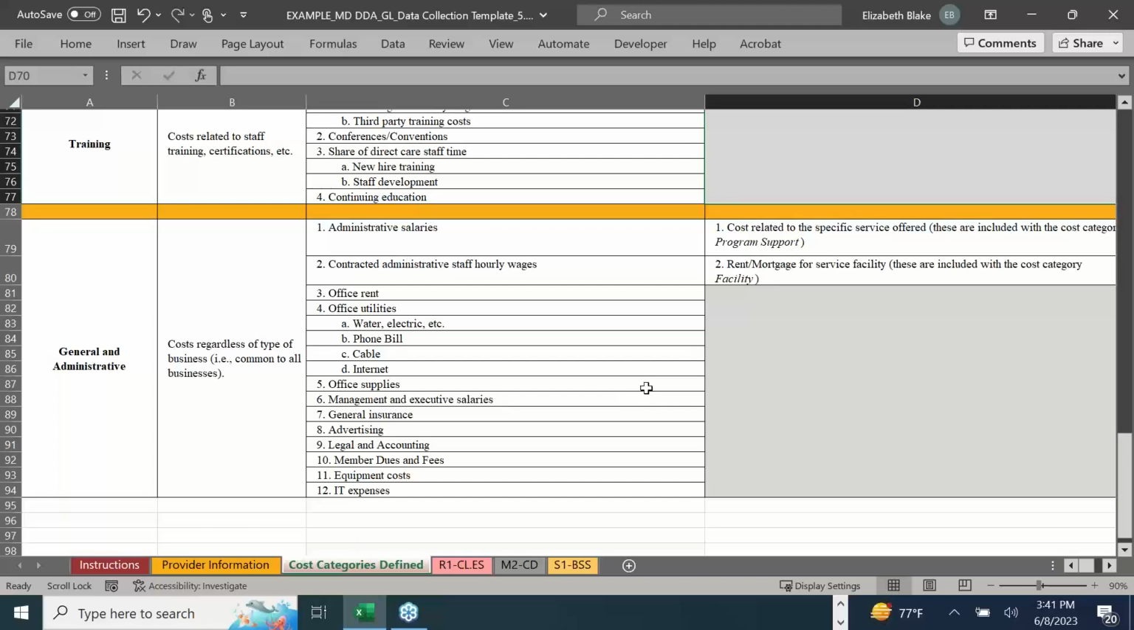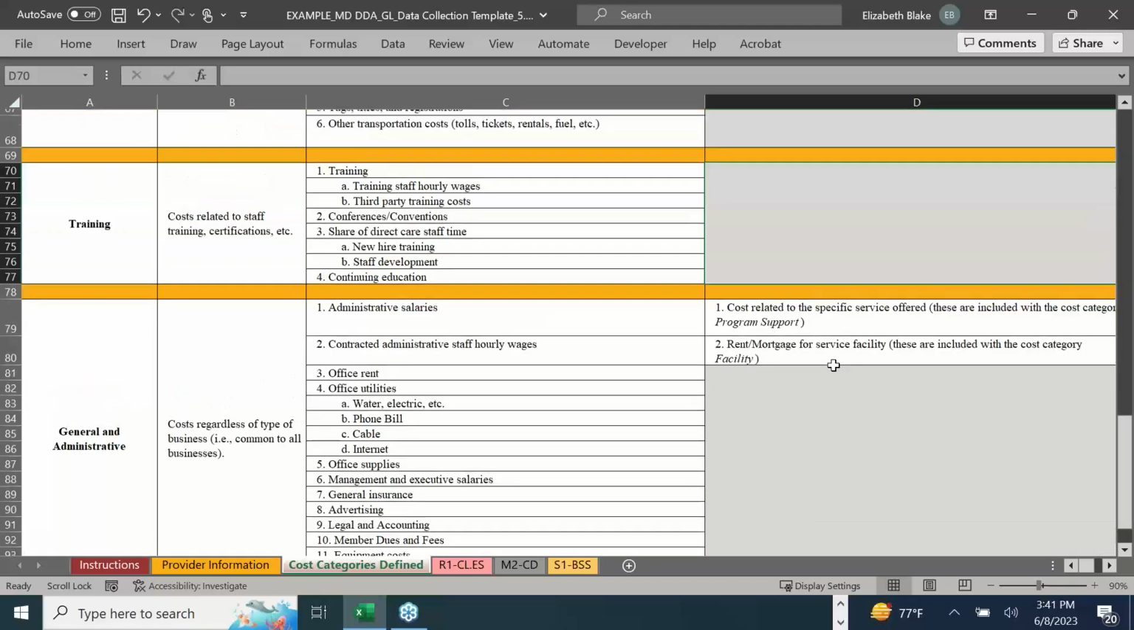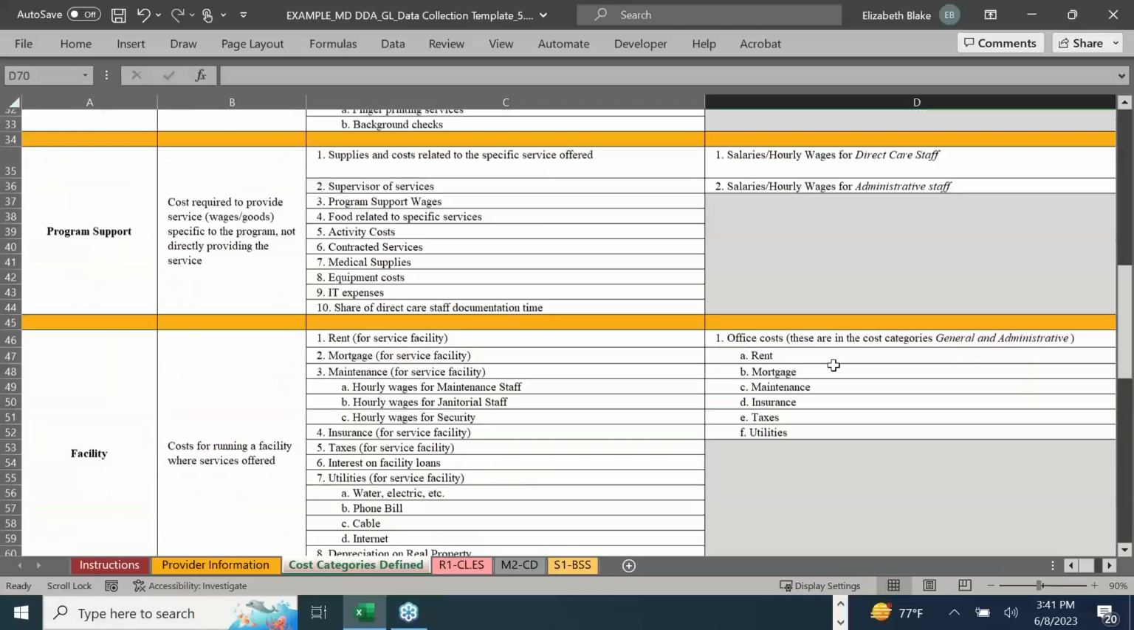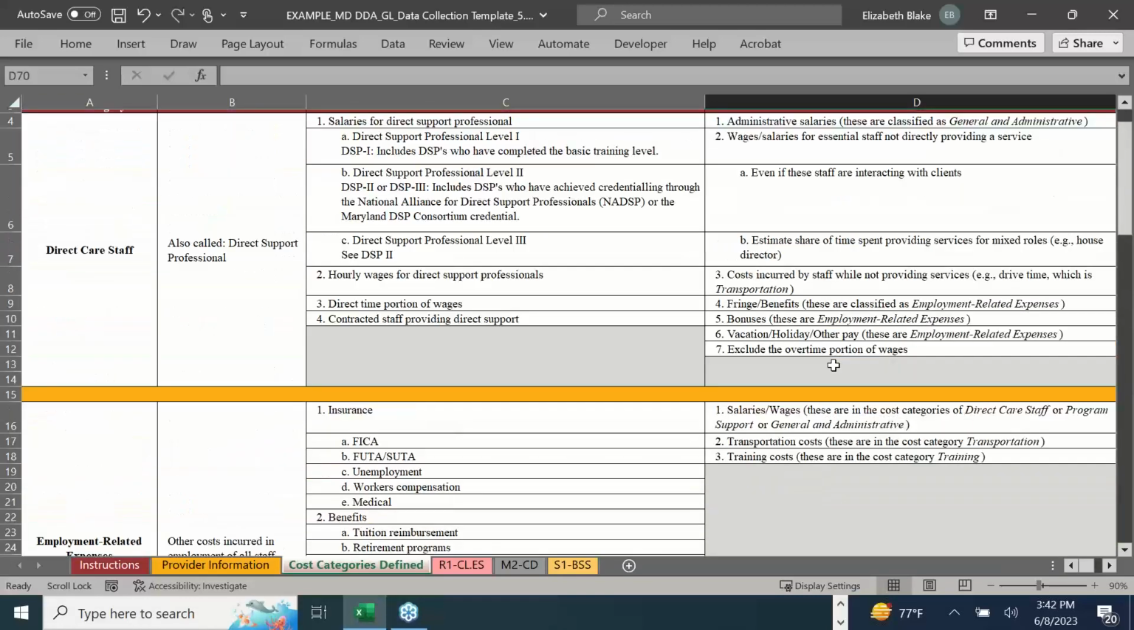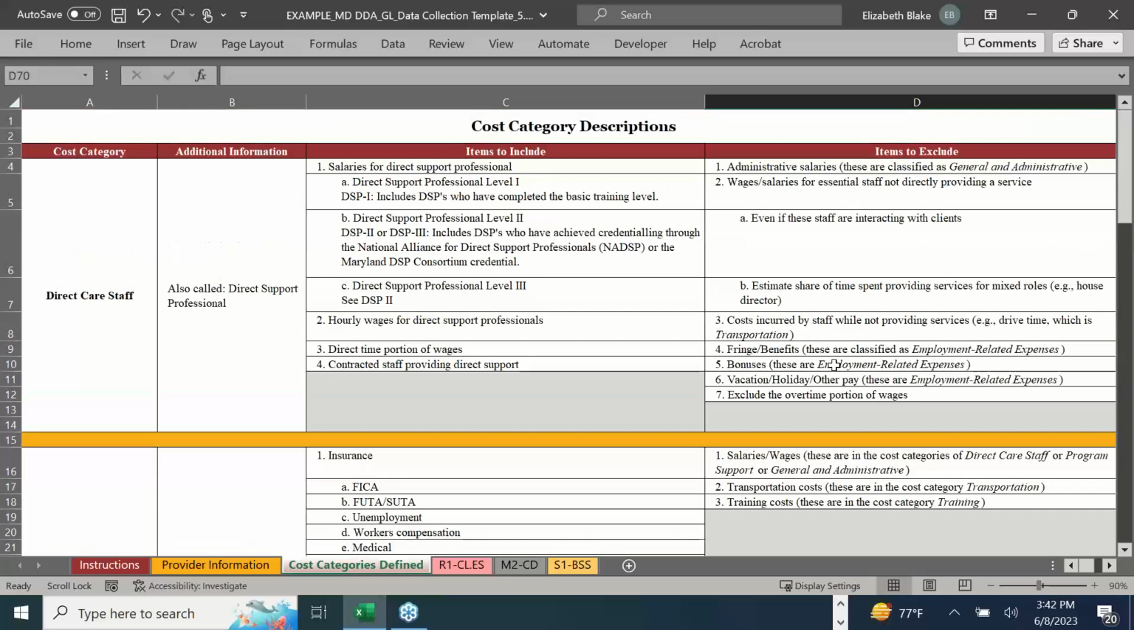So if there's any more questions on that, hopefully I can help answer them. And then as time goes on, as we get more people filling out this template and we see things that people are putting in different categories, we will hopefully be able to make this list a little bit more exhaustive.